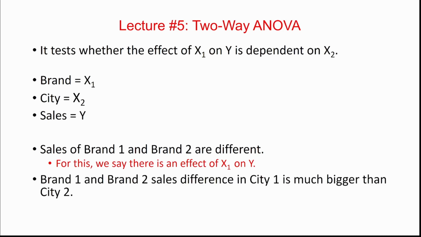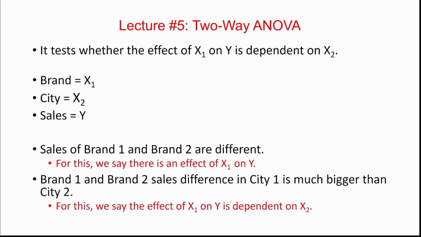Beyond that, if for brand 1 and brand 2 the sales difference in city 1 is much bigger than in city 2, we say that the effect of x1 on y is dependent on x2, which is the variable of city. So this is the basic idea about two-way ANOVA. We're going to use an example with exactly these three variables to show you what I mean by that, so hopefully you will have a better idea.